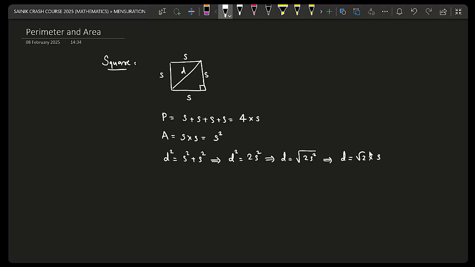The next property is about the diagonal and side of a square. First of all, the perimeter of a square is 4 times side. The area of a square is side into side, or side square, and the diagonal of a square is root 2 times the side. So if you know the side, just multiply by root 2, and you'll get the diagonal. So this is about square formulas. And now the rectangle.